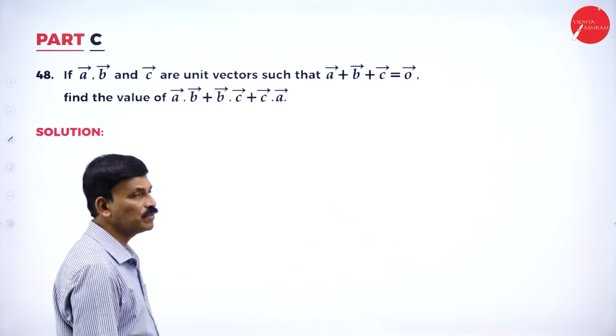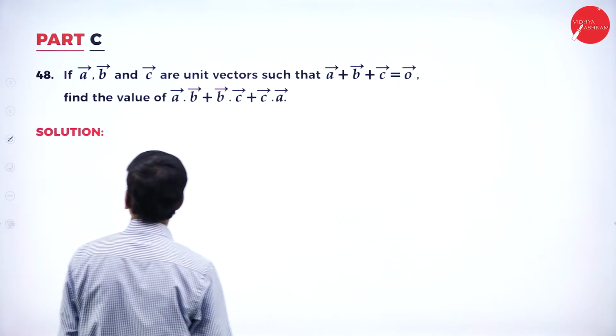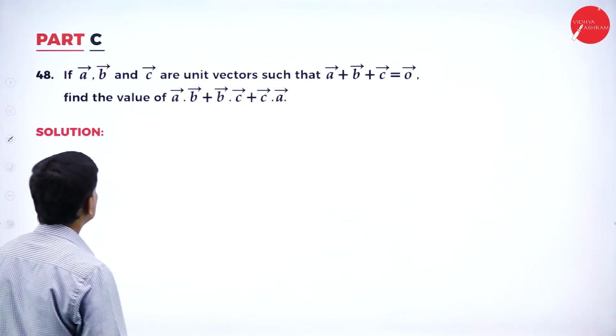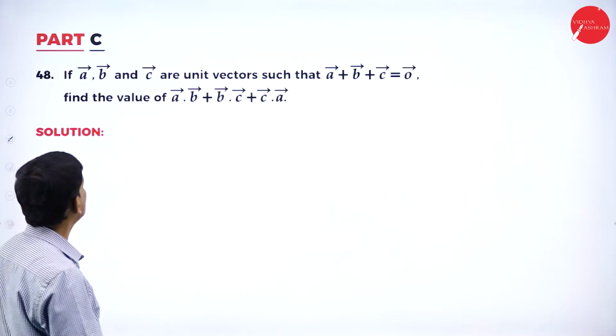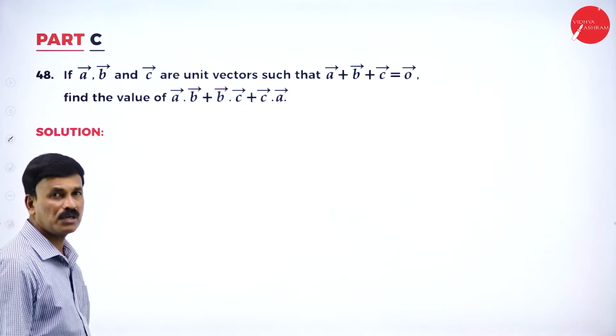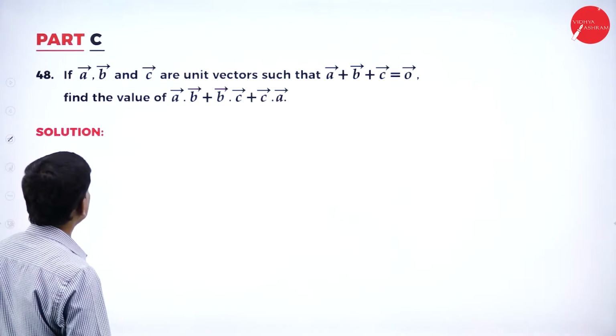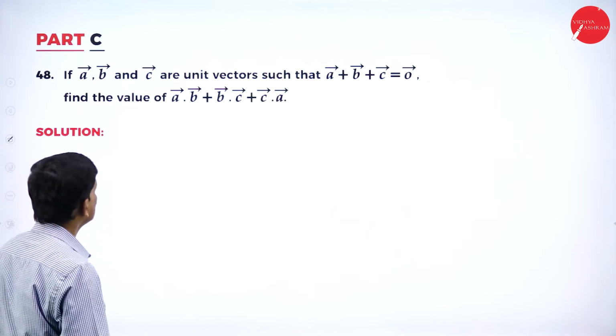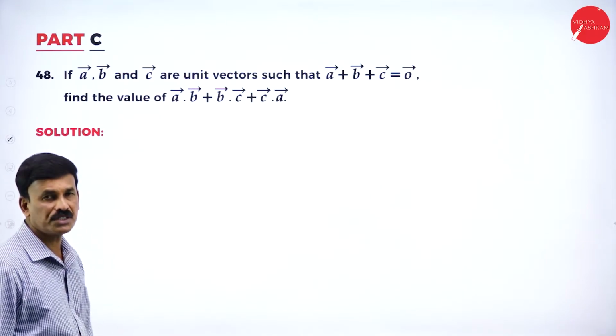Now the next problem is from vector concept. So what is the problem given? If vector a, vector b and vector c are unit vectors such that a plus b plus c is equal to 0, find the value of a dot b plus b dot c plus c dot a.